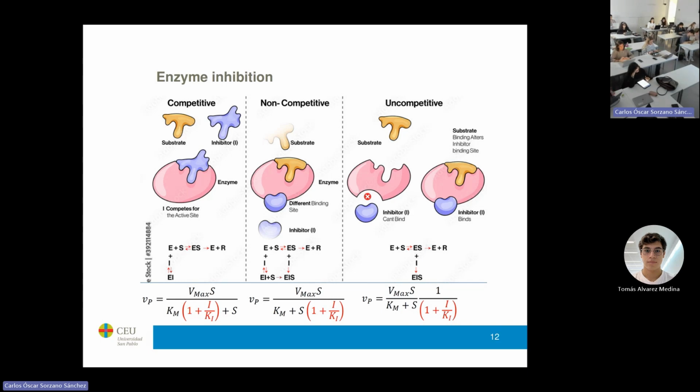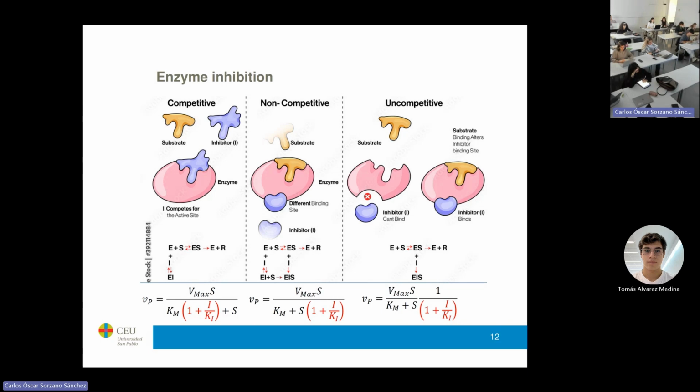And now you can make a similar reasoning to the one we did before. And now the velocity at which the product is formed is this one. That is exactly the same as the Michaelis Menten, except for this term. So the Ki is a concentration, has units of concentration. So the smaller this value, the stronger will be the inhibition.